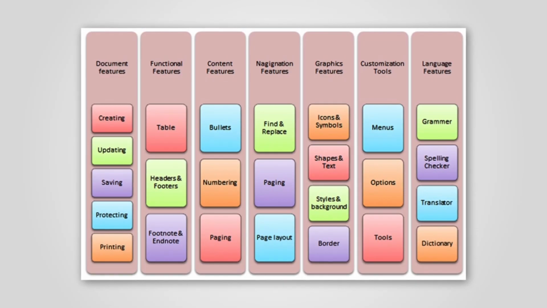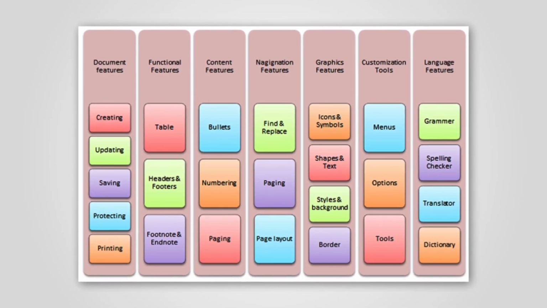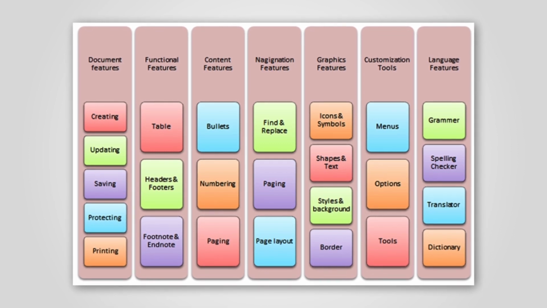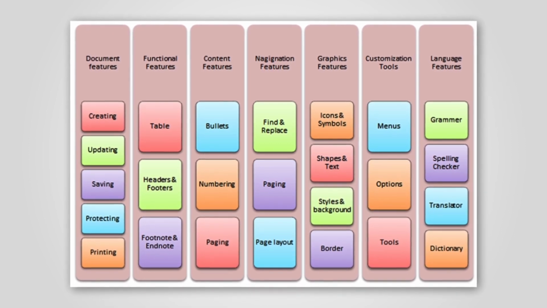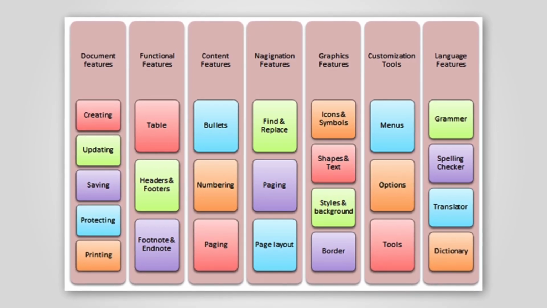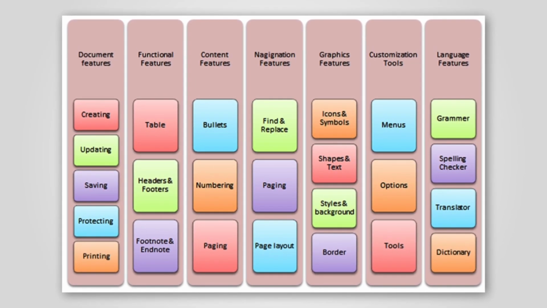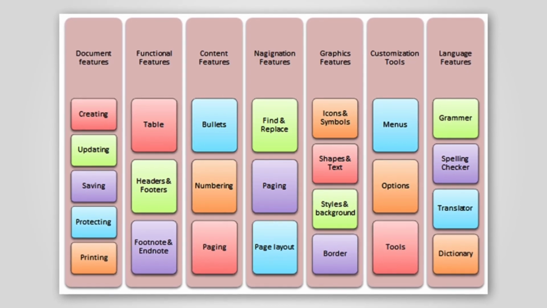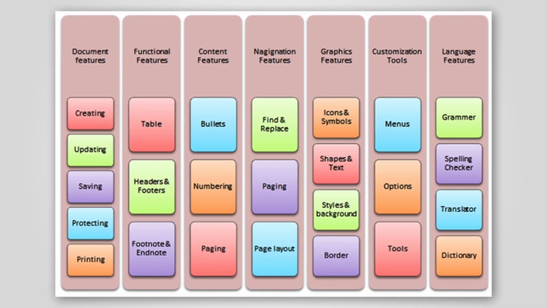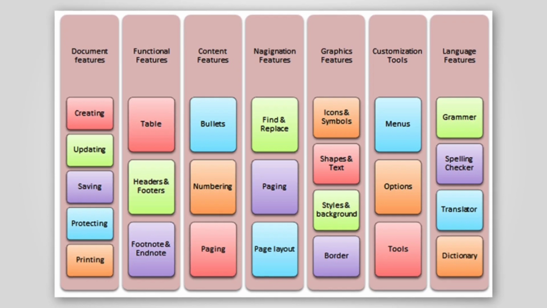You will find that you have document features, functional features, content features, navigation features, graphical features, customization tools, and language features. If we talk about the document features, you can create, update, save, protect, and print a document. You can protect the document. There are certain files which you can encrypt, decrypt, and make password enabled, and you can again make it decrypted.